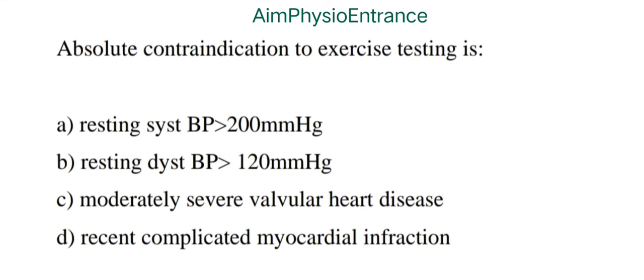Moving on to the next question. Absolute contraindication to exercise testing is A. resting systolic blood pressure greater than 200 mm Hg, B. resting diastolic blood pressure greater than 120 mm Hg, C. moderately severe valvular heart disease, D. recent complicated myocardial infarction. And the answer would be B. resting diastolic blood pressure greater than 120 mm Hg.